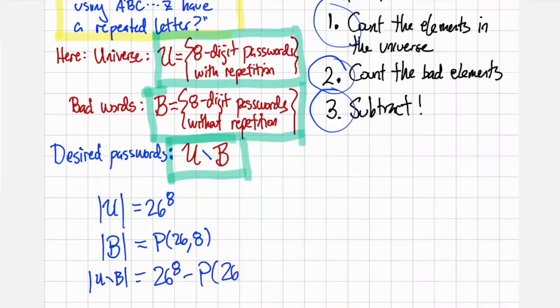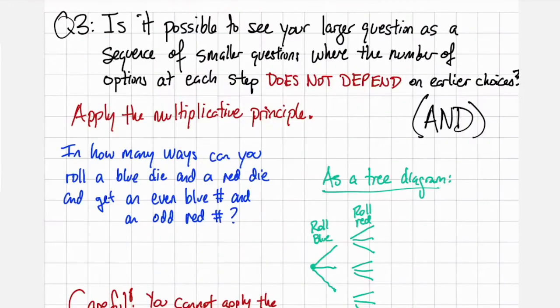It's also possible that the question that you're investigating can be seen as a larger question that's a sequence of smaller questions, where the number of options at each step does not depend on earlier choices. In that case, we apply the multiplicative principle. A keyword in this type of situation would be and.